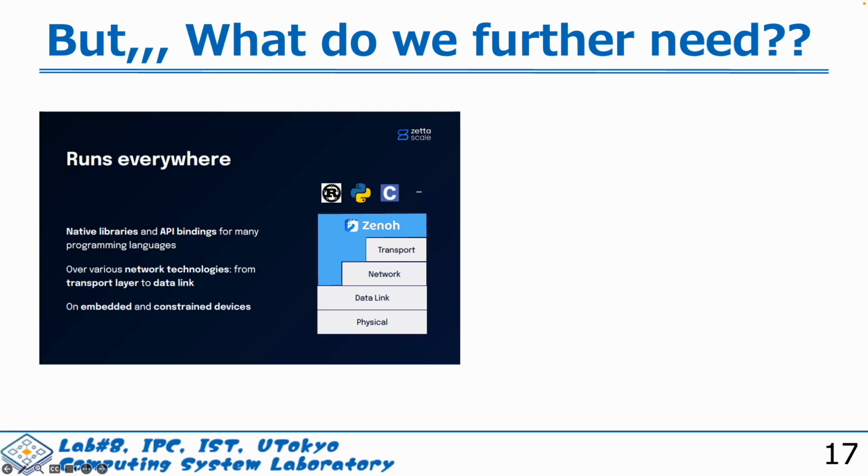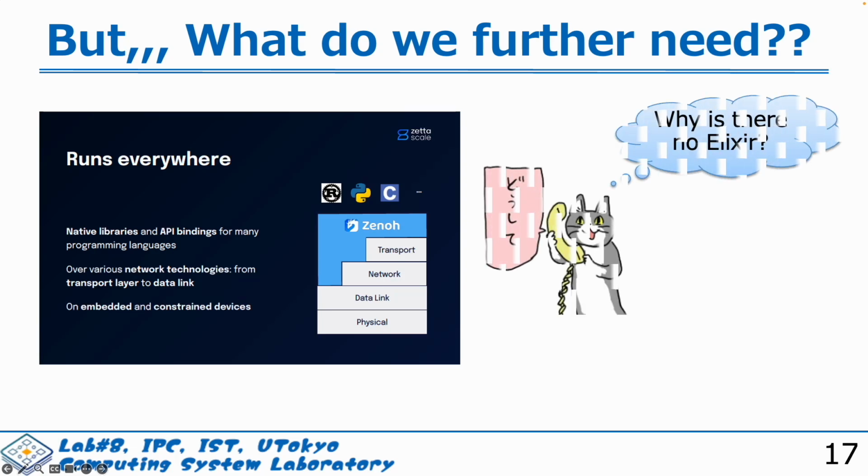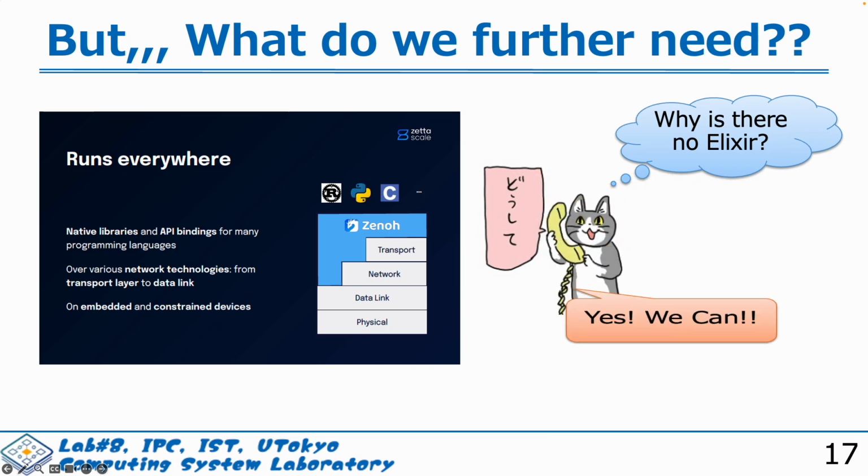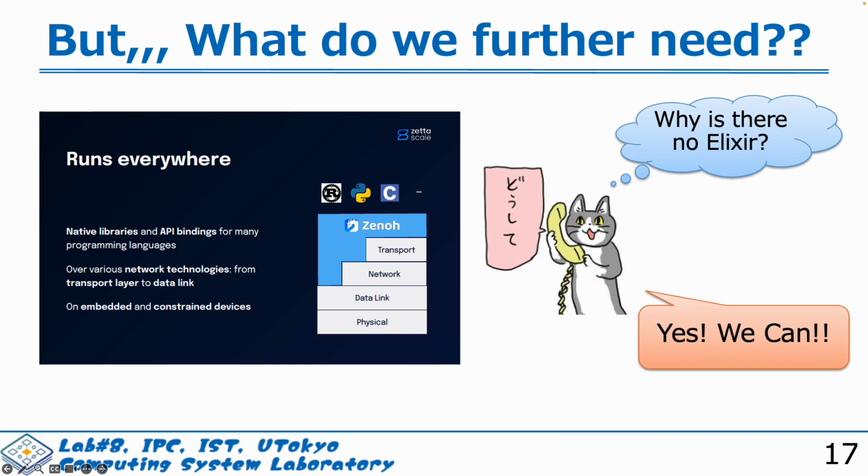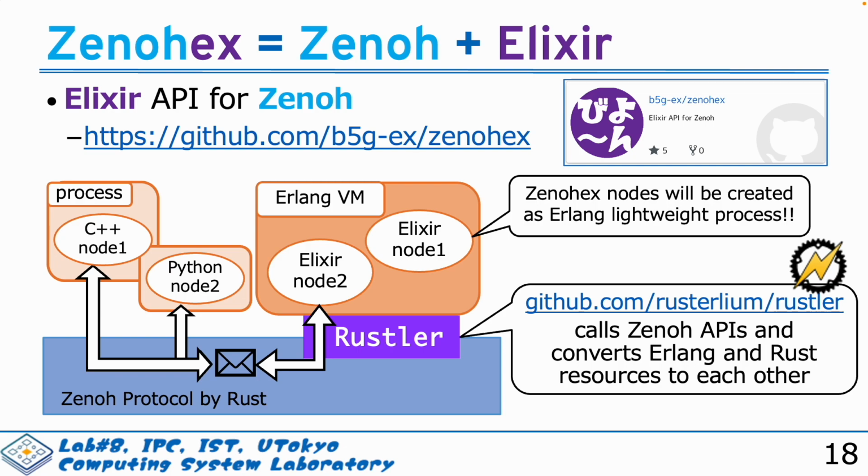We can now confirm using Zenoh along with ROS2 DDS and Elixir. But please remember that Zenoh runs everywhere because there are native libraries and API bindings for many programming languages. Oh wait, why is there no Elixir? The answer is yes, we can. Here is our latest activity to establish the marriage between Zenoh and Elixir. We are now working on the development of Zenoh EX, an Elixir API for Zenoh.